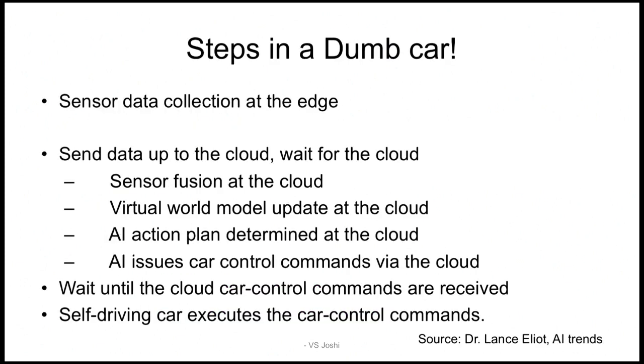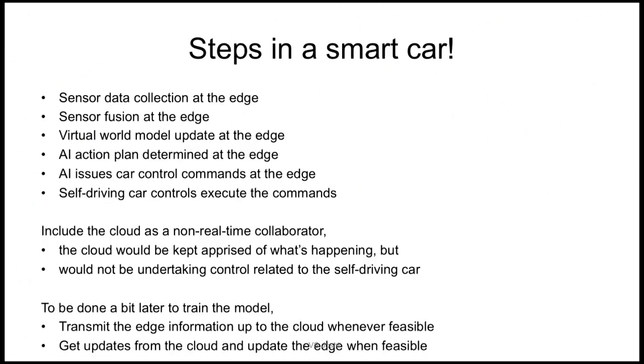Anyway, this is just an example of what will happen in a dumb car. If you send the information to the cloud and wait to get the information back, you will kill at least 2-3 people. Your car will climb a tree, for that matter. But in a smart car, a lot of things will happen at the edge itself. I'm just going to run through it because Adrien is going to cover all these things.